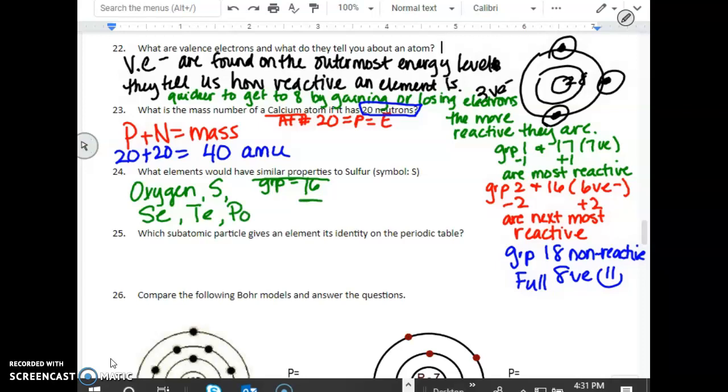Number 25, which subatomic particle gives an element its identity on the periodic table? Identity, there is only one. And if you do not know this, you need to make sure you know this. Protons determine identity. If I change the protons, it changes the element altogether.